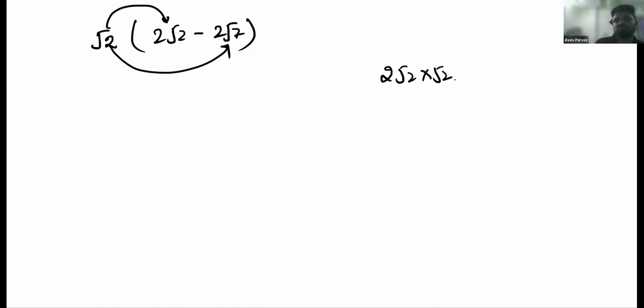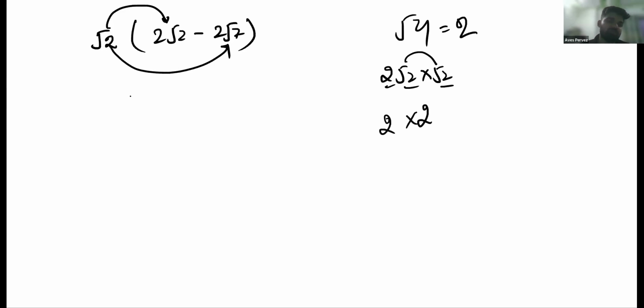2 root 4. Root 4 is 2. That is equal to 2. So when the same roots are multiplied, the root will be removed. So 2 and this is another 2, so this will be 4.